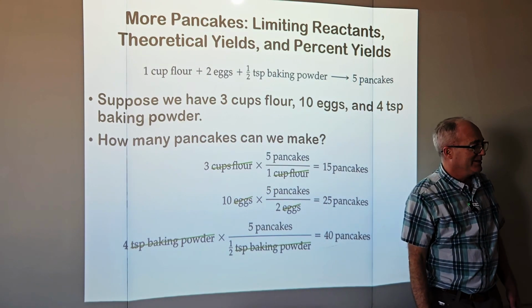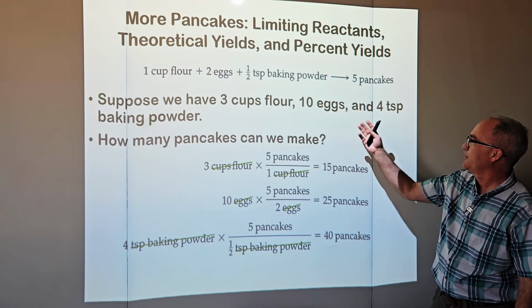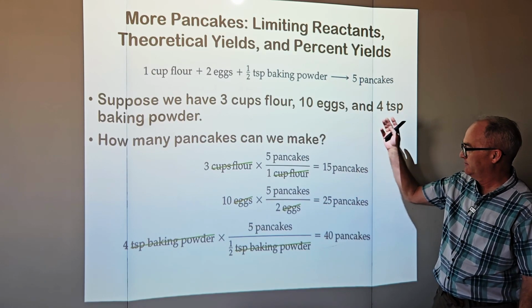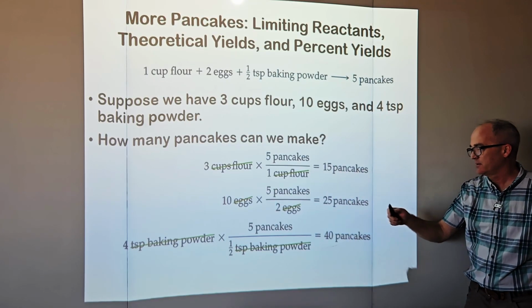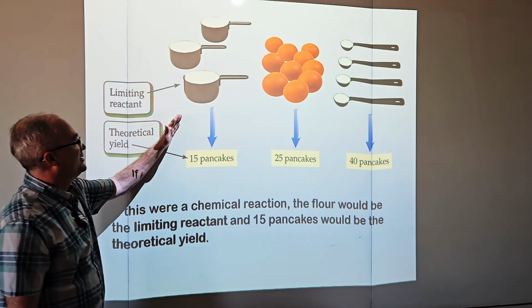Now, who paid attention? What is the limiting reactant? I mean, up here. Is it flour, eggs, or baking powder? Yeah, it's flour. It gave us the lesser amount. All right, the limiting reactant is the flour.